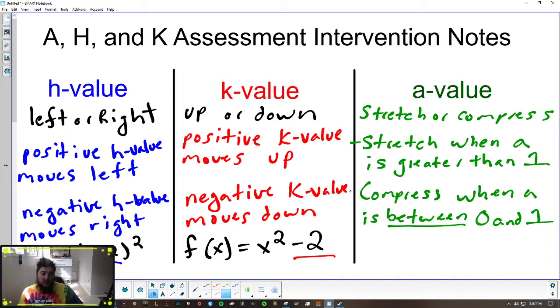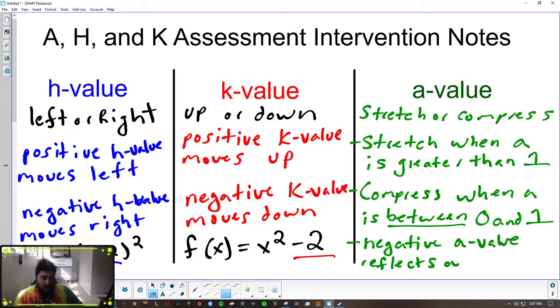Okay, there's one more thing we have to look out for, and that is if the A value has a negative sign in front. If it's negative, negative A values reflect the graph over the x-axis.